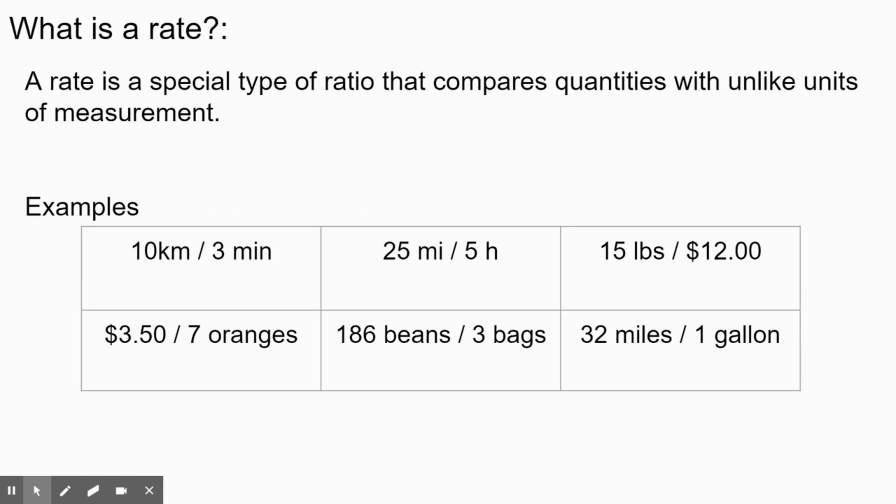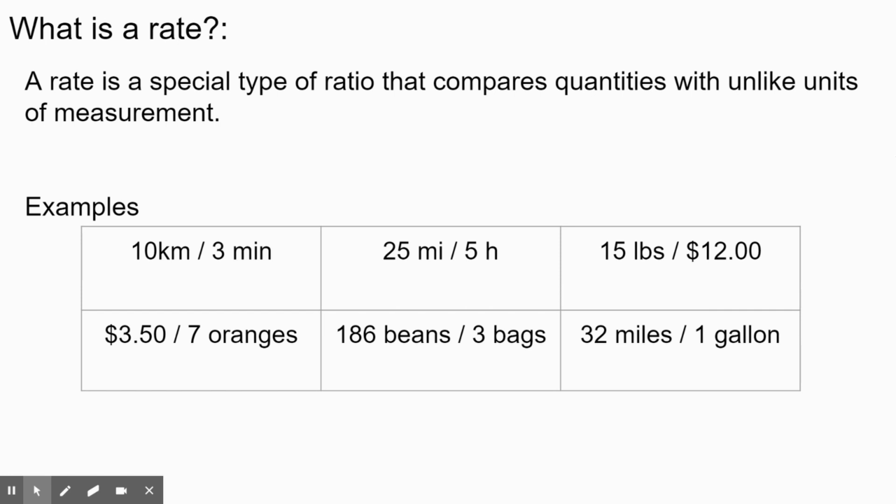So what is a rate? A rate is a special type of ratio that compares quantities with unlike units of measurement. So write down that definition into your spiral, that way you have it. We have some examples here while you are doing so.